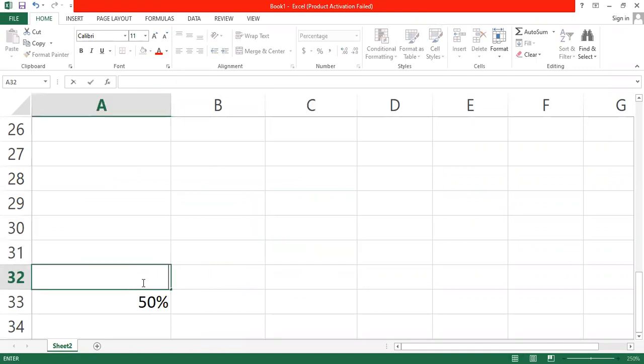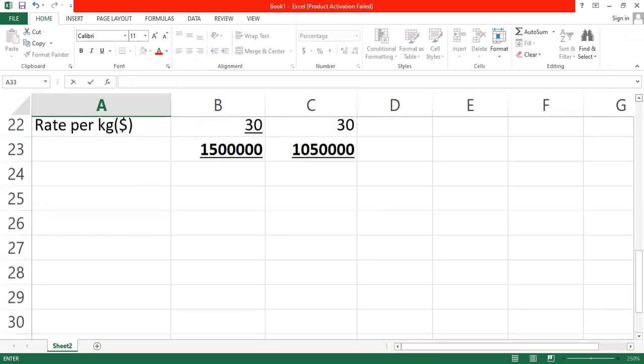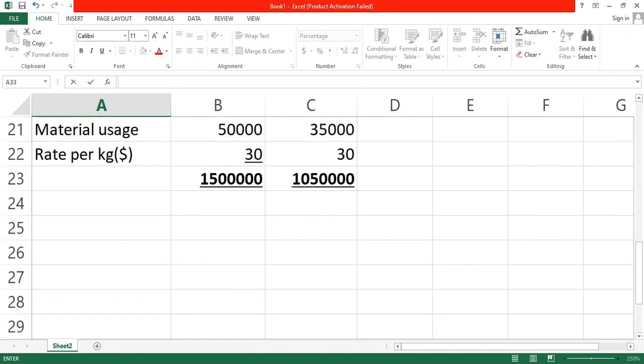I want us to finish the budget today. Next week we start standard costing and variance analysis.